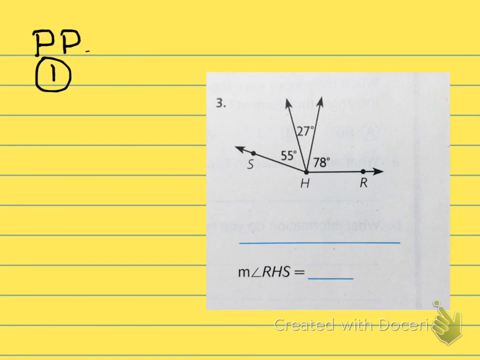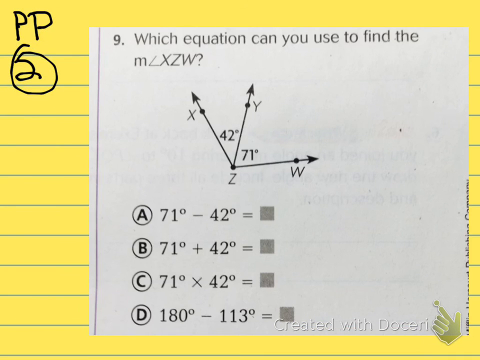Here's practice problem number 1 for you. You're going to go ahead and show me your math on the blue line and then tell me the measure of angle RHS down here. Okay, let's go on to practice problem number 2. In practice problem number 2, which equation can you use to find the measure of angle XZW? I want you to circle it.